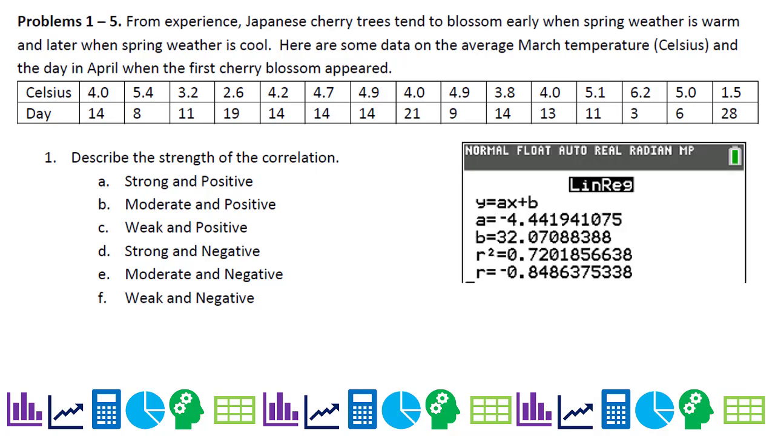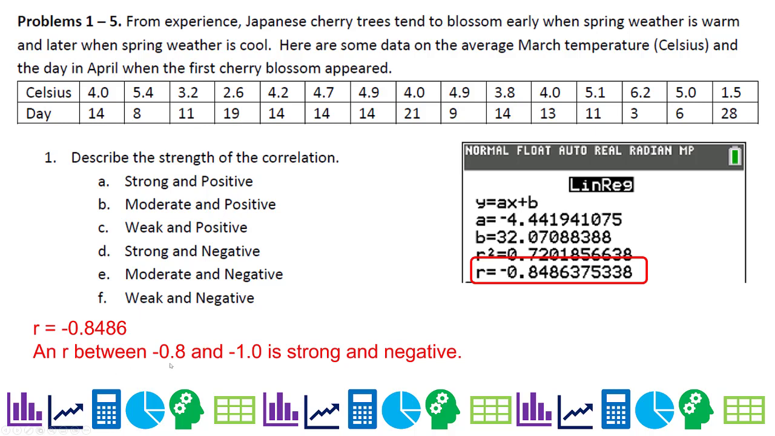Okay, so we have the output here. R is negative 0.848. Since it's between negative 0.8 and negative 1.0, it is strong and negative. Remember, correlation can never get more negative than negative 1, and it cannot get more positive than positive 1.